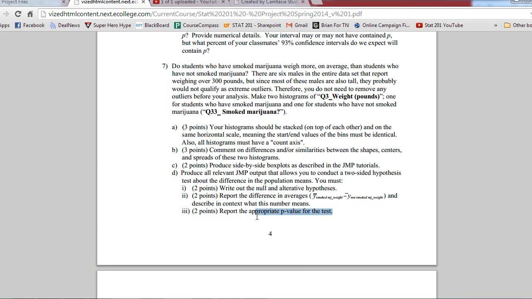Report the appropriate value for the p-test. For the t-test. I was like, where is it? I saw p-value and immediately read p-test. Report the appropriate value for the t-test, and this is a t-test.